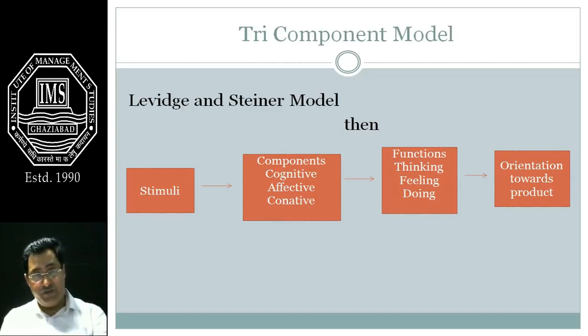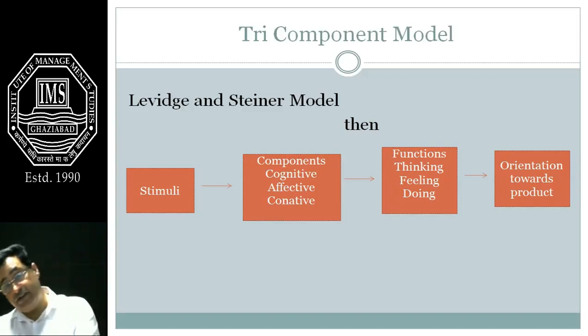P is preference. You have options of products, because you will be surrounded by more than two products, so you are going to give preference to the best amongst so many products. C is conviction, which means convinced, and the last P means the final purchase decision.